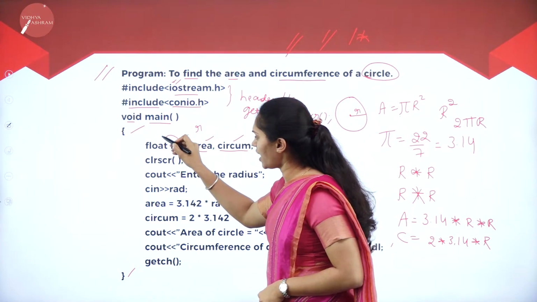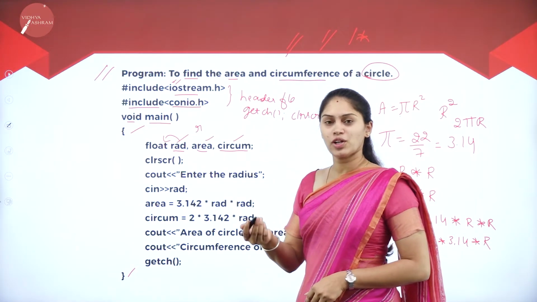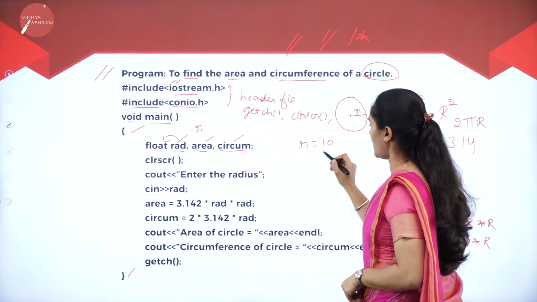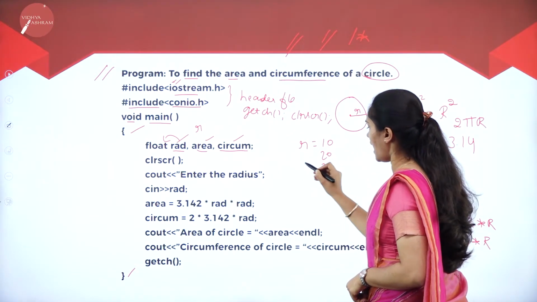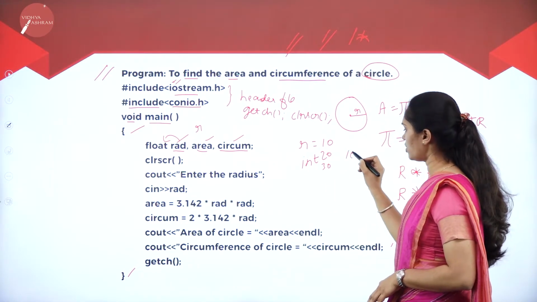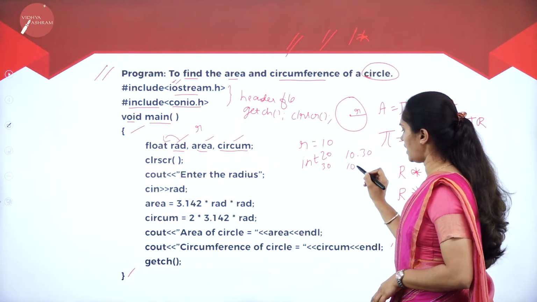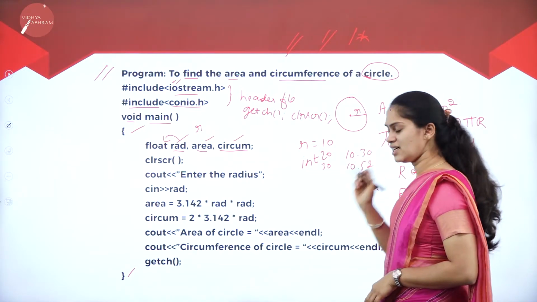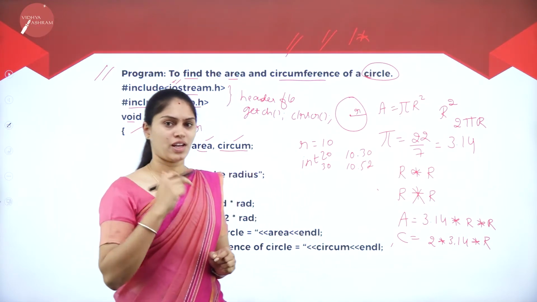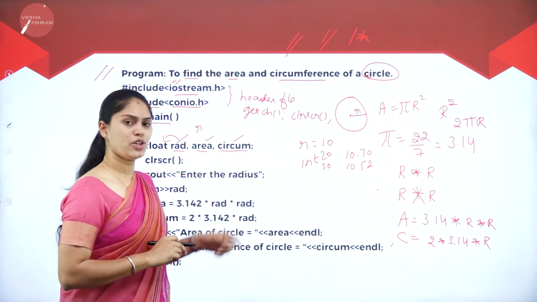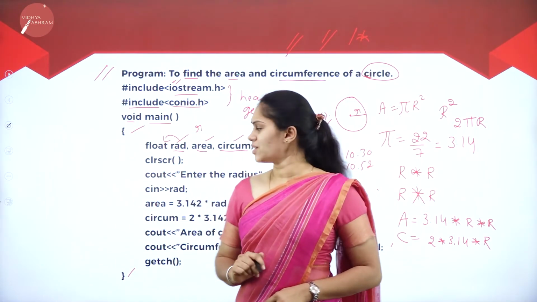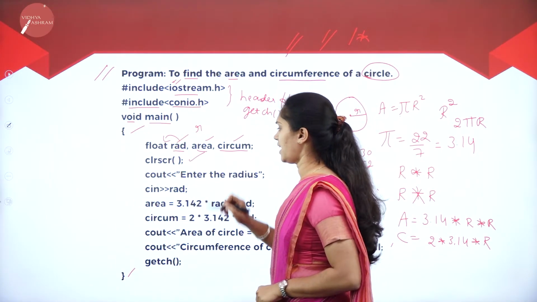Which type of data will it hold? It will hold float. For example, if my radius value is 10, 20, 30 like this, I can use the data type called int. What if I want to use 10.30 or 10.52? At that time, I require a data type called float. So when you want to get that value, we are going to use the data type of that particular variable as float.